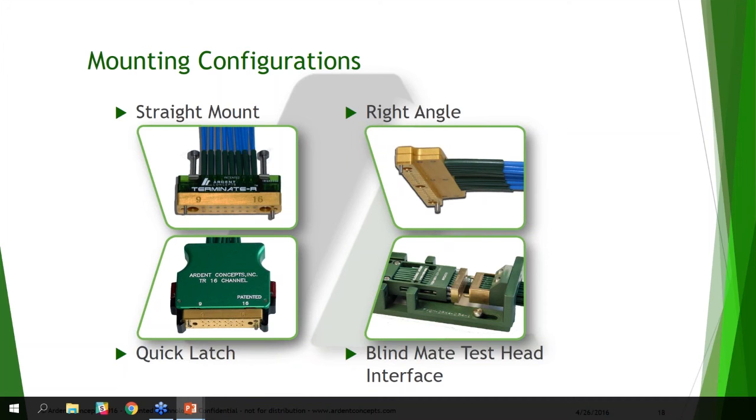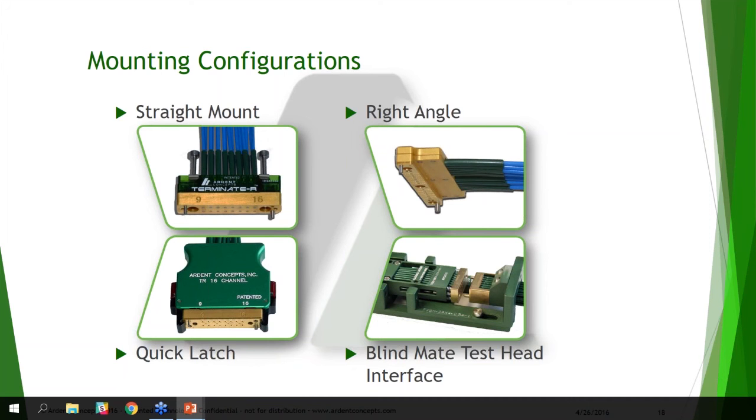The next one over on the right side there is a right angle version. So it's made with the same technology, same interface, takes the same footprint as the straight up version. It's just manufactured in such a way that the cables come out at a right angle. And the total height of your connector is less than 200 thousandths.